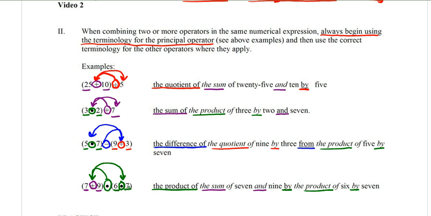Let's check this translation. The product of the sum of 7 and 9 by the product of 6 by 7.